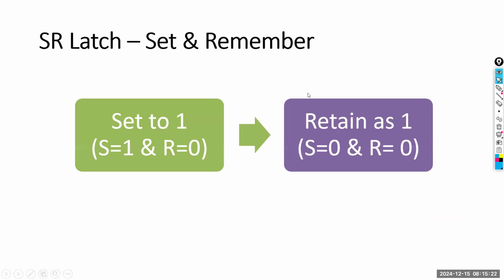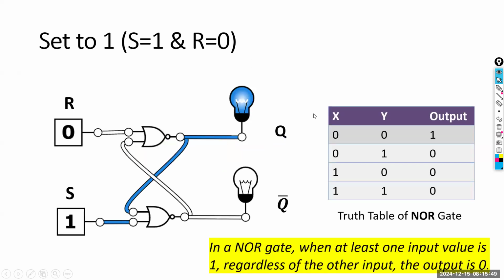So now let's understand how this works. How this SR latch sets memory, resets memory, and why 1-1 is invalid. How to set and remember? Give S equal 1, R equal 0. To retain it, make both 0 after doing this sequentially. So let's see what happens when we give S equal 1, R equal 0.